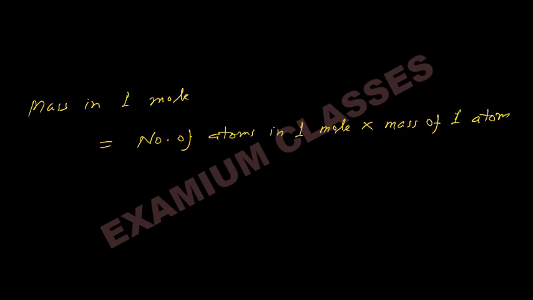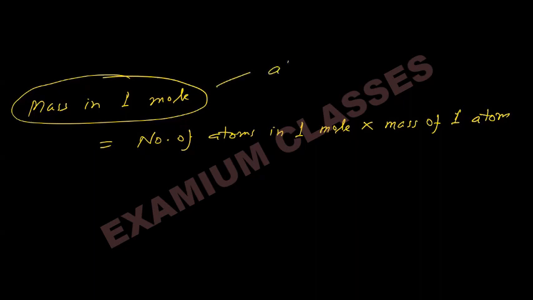Now, why are we interested in the mass of 1 mole? Because the mass of 1 mole will actually give us the atomic mass. Mass of 1 mole is nothing but atomic mass in grams. That's something I'm saying again and again: 1 mole is nothing but atomic mass in grams or molecular mass in grams. So the moment I get the mass of 1 mole, that will actually be the atomic mass in u. Is that clear, everyone?